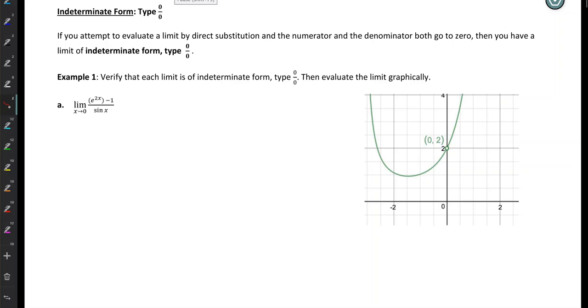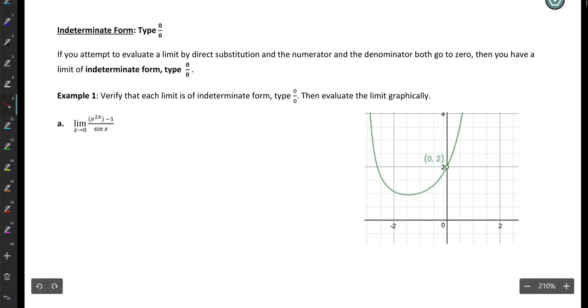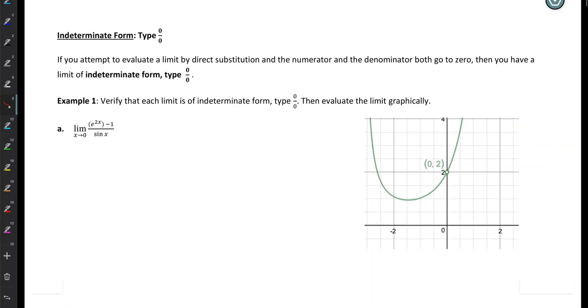In this video, we are going to do example 1a and b, which are looking at indeterminate forms of type 0 over 0. When I say indeterminate, what I mean is we don't know the answer. There's work to be done.